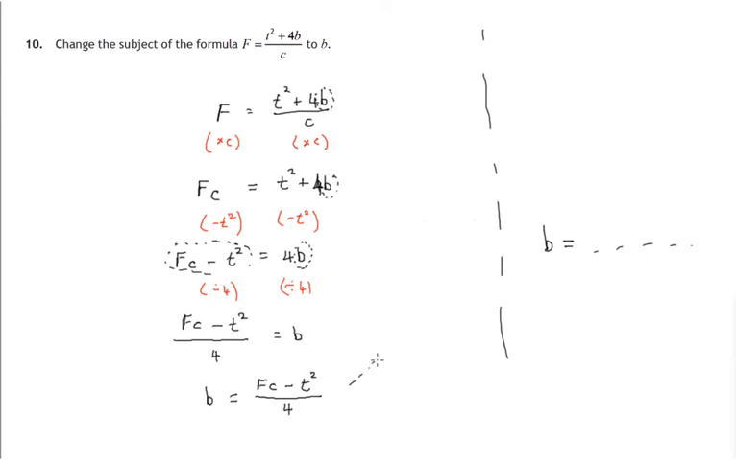There are other ways of writing that. It could be each of the terms there divided by 4, so long as everything on the left hand side is divided by 4. Other possibility is to take a quarter of both sides. So you'd write it as a quarter of fc minus t squared, or even a quarter of fc minus a quarter of t squared.